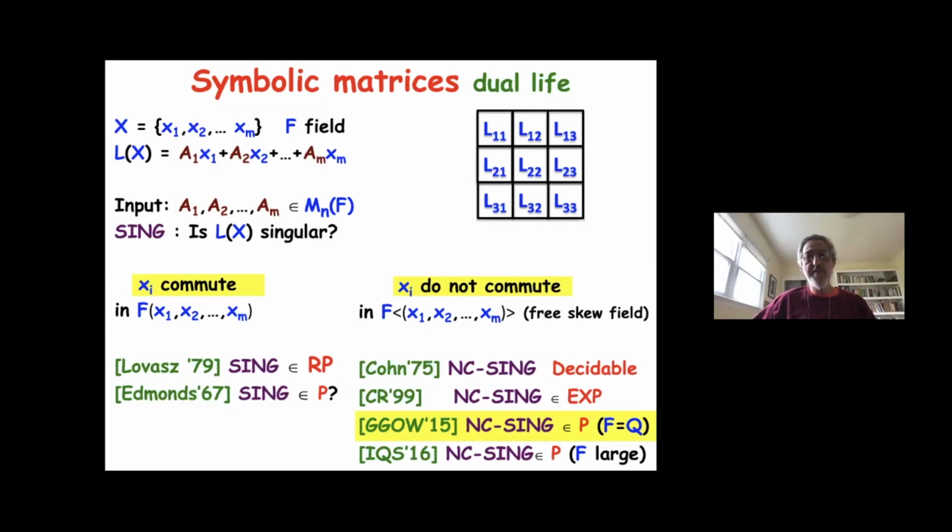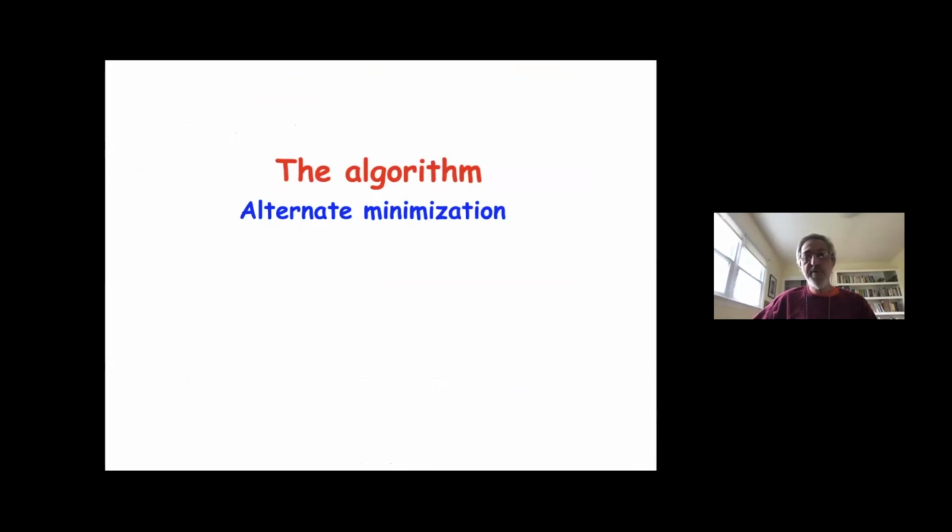So this is a problem of singularity of symbolic matrices that we will address and solve. So we talked about the problem, and now I want to talk about the algorithm. So the algorithm will be a very simple heuristic called alternate minimization that I'll again demonstrate on the toy problem, the matching problem, and then we'll extend it to this singularity of symbolic matrices.